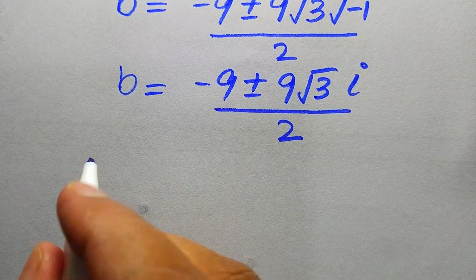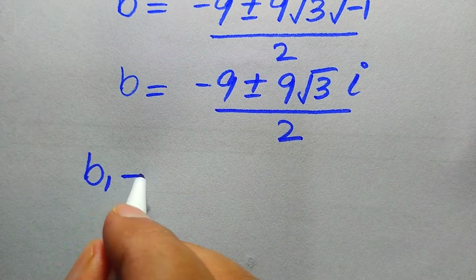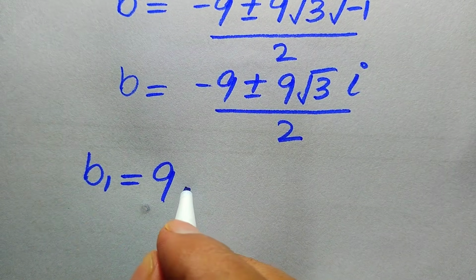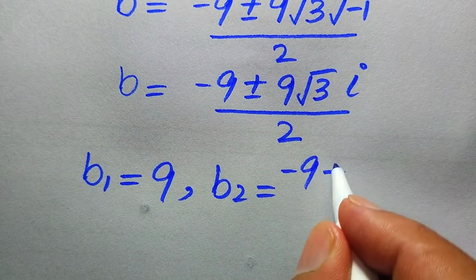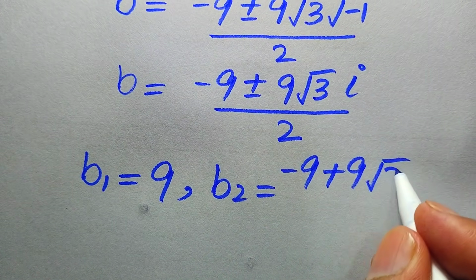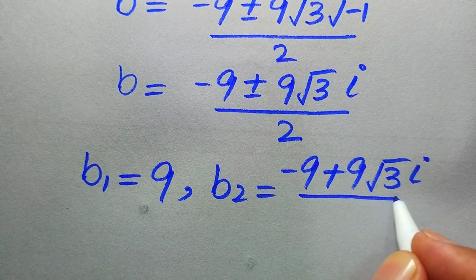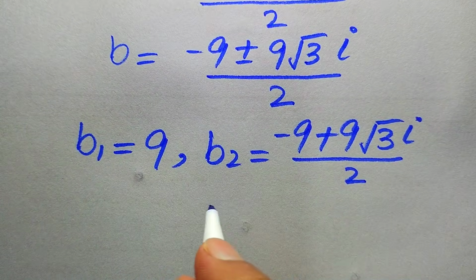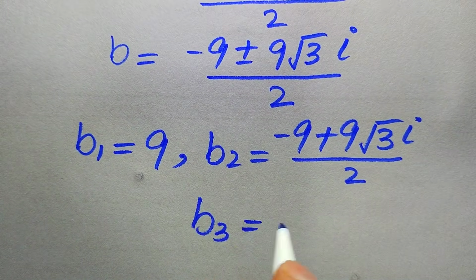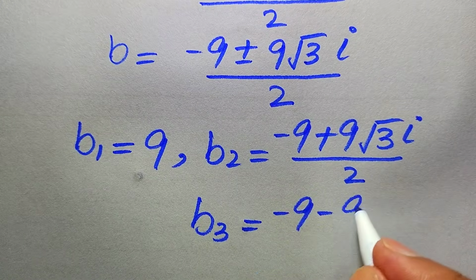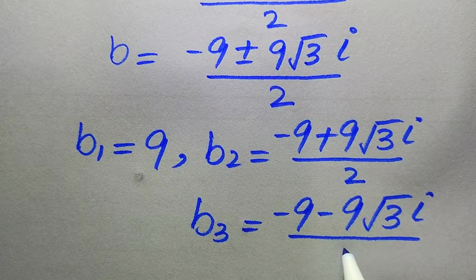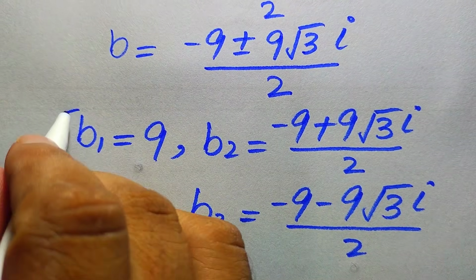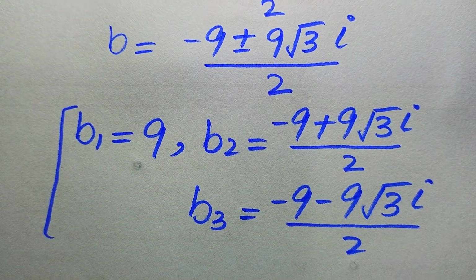So finally we have three roots of the given equation, in which the first root is b1 equal to 9, the second root is b2 is equal to minus 9 plus 9 times square root of 3 iota, and it is divided by 2, and the third root b3 is minus 9 minus 9 times square root of 3 iota, and it is divided by 2. These are the three roots of the given equation, and this is the final answer.